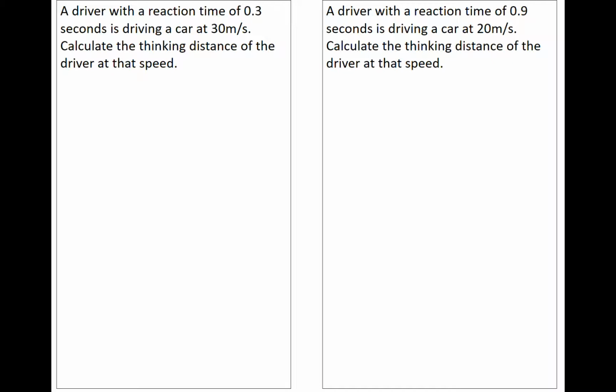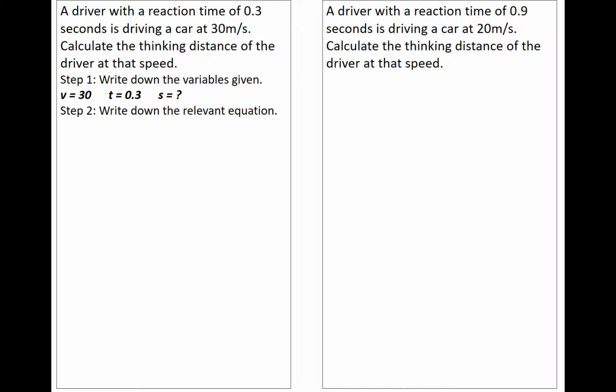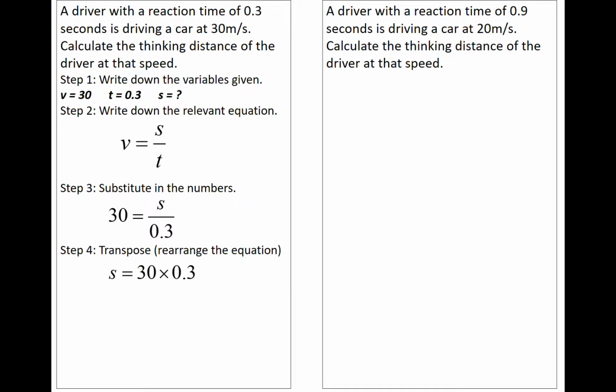So the thinking distance is how far the driver will travel between noticing the object jump out in front of them and being able to respond to it by placing their foot on the brake. So, step 1. We write down the variables we have been given. We have that velocity is 30, time is 0.3, and the displacement is what we're looking for. Step 2, write down the relevant equation. Well, the equation that I know relating v, t, and s is velocity is equal to displacement over time. Step 3, we substitute in the numbers. Step 4, we transpose, in other words, rearrange the equation. And we find that for a person with a very quick reaction time, their thinking distance is 9 meters.